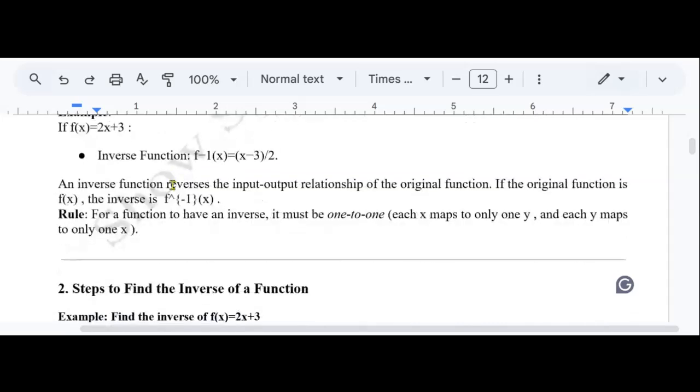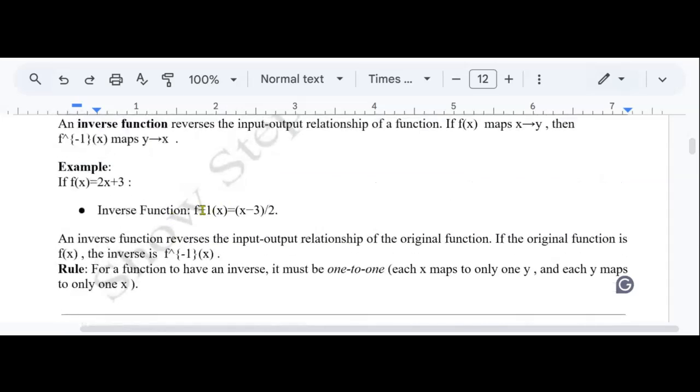The inverse here, it's a little bit different. Here, remember, this is a power. f of negative 1 of x equals what? x minus 3 over 2. How did you get this? That's what we're going to learn today. We have 4 steps, correct?